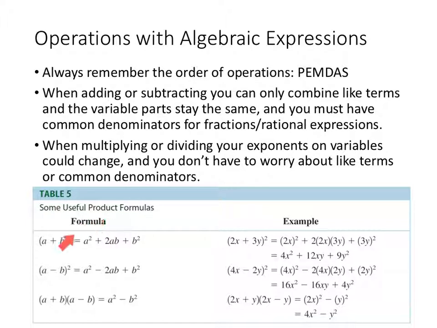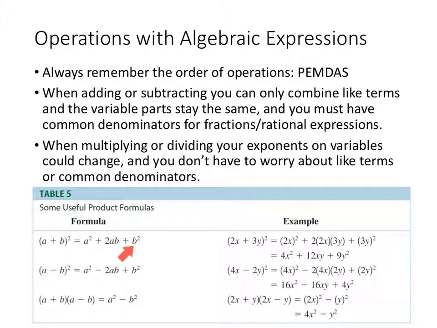Here are some useful product formulas. If you want to memorize these, feel free. It's the square of a binomial, a plus b, or the square of a binomial, a minus b. Here we have what are called conjugates. When I multiply two conjugates, I get the difference of squares.